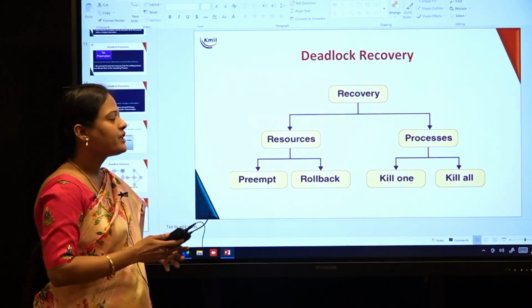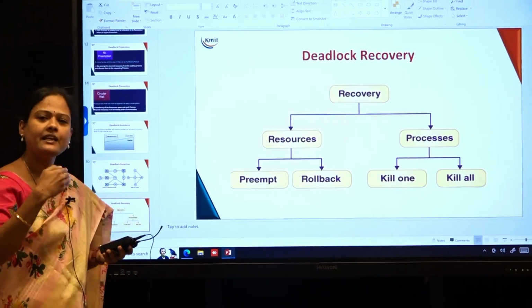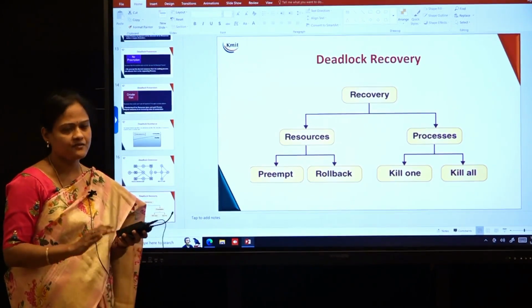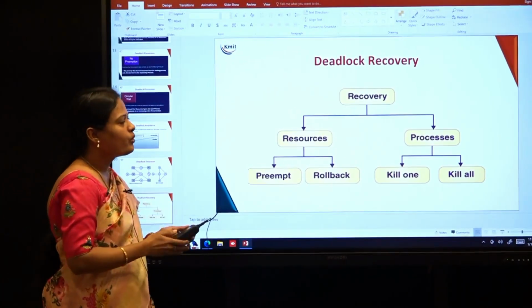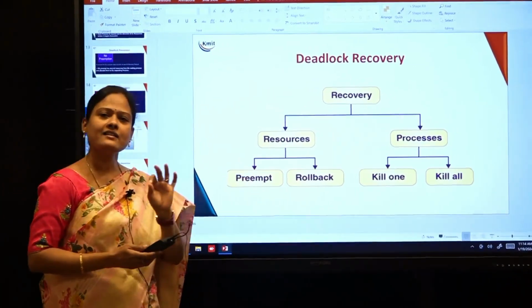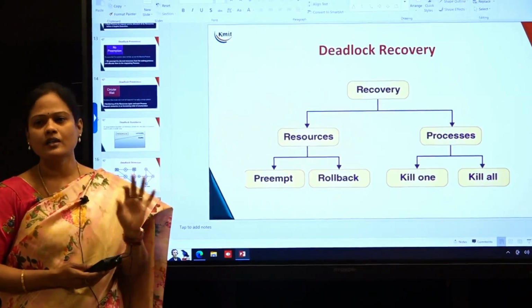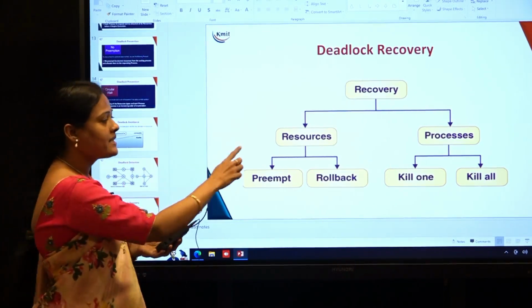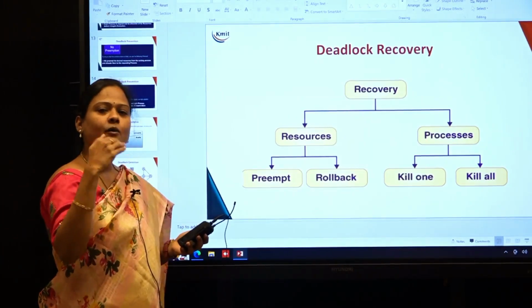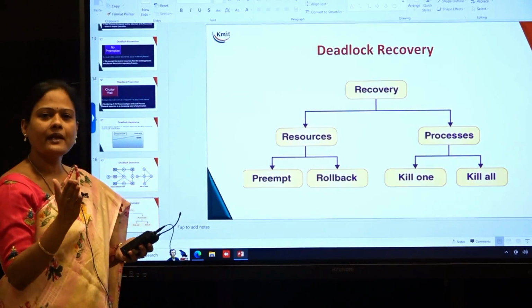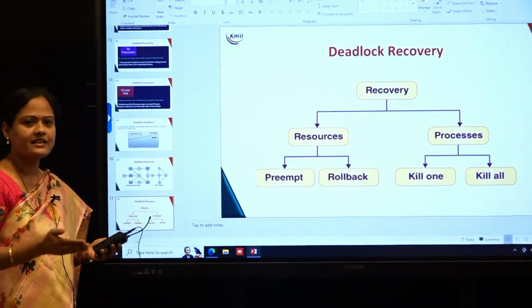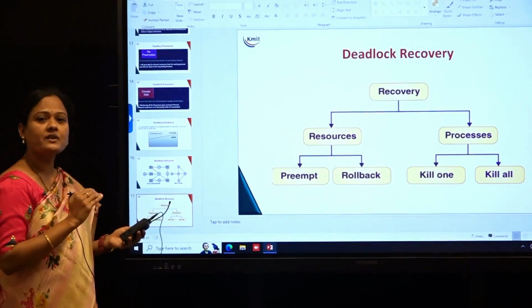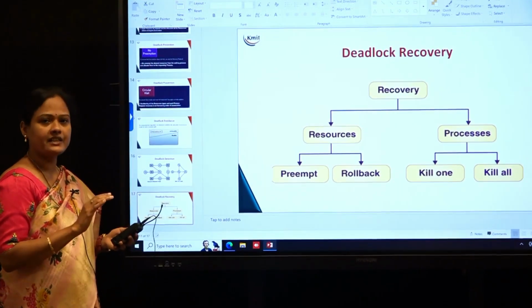Or else, instead of wasting time killing processes one by one and analyzing whether the system is in a safe or unsafe state, we can move on to the next method, where at the starting stage itself you abort all the processes and try to allocate the resources from the beginning. That may take more time, because whatever work was done by all the processes, they have to start again. So these are the different recovery methods which we use only after the detection.